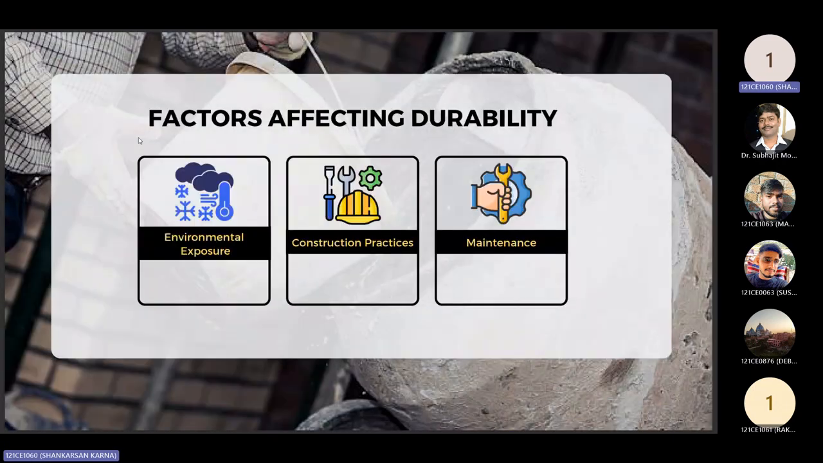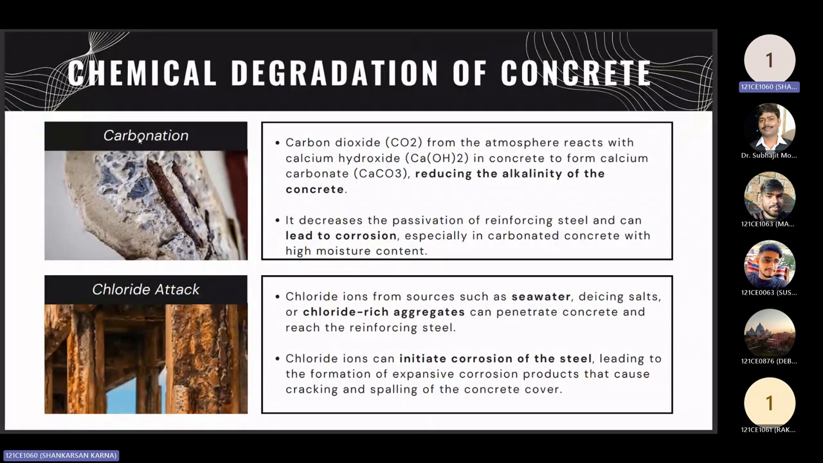Okay, so these were the different factors. Now, the different chemical degradation that happens in concrete. So the first one is carbonation. Carbonation is basically when the CO2, carbon dioxide from the air, reacts with the calcium hydroxide present in the concrete, and they reduce the alkalinity of the concrete, and this results in decreasing the passivation.